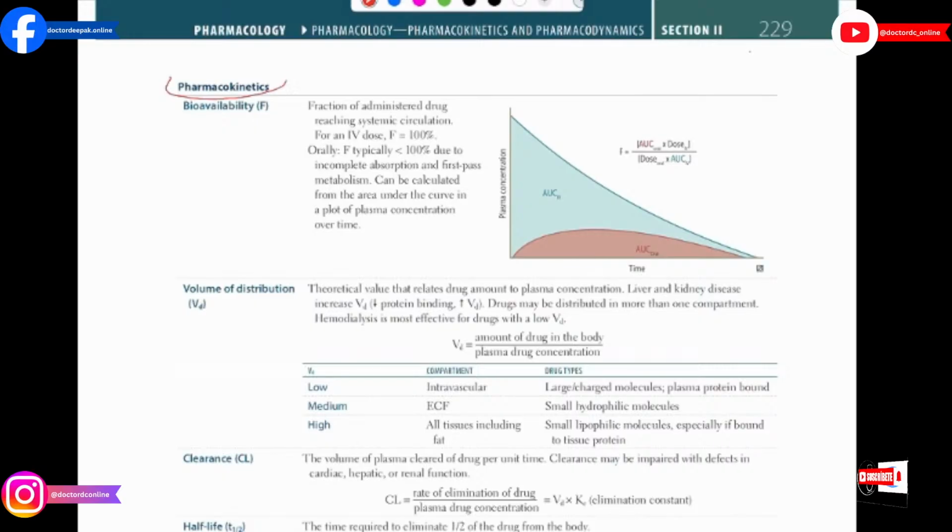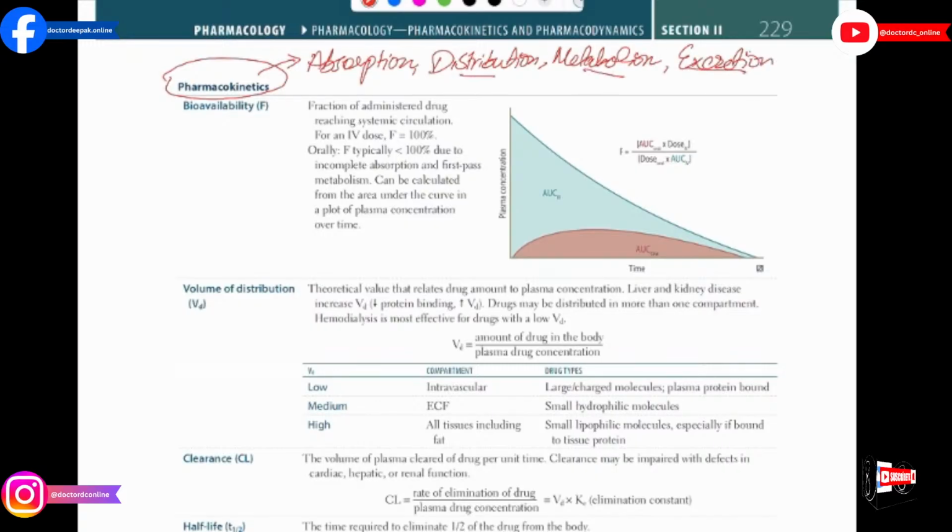Now we are going to start pharmacokinetics. Earlier we were studying enzyme kinetics; now we are going to talk about pharmacokinetics. In this, we are studying the drug's ability to achieve the desired results, and pharmacokinetics includes absorption, distribution, metabolism, and excretion. These 4 things make up pharmacokinetics to achieve the desired result of the drugs.